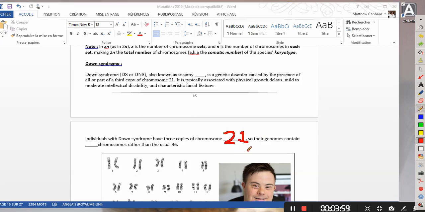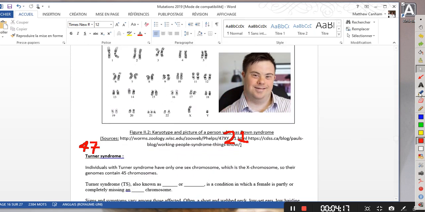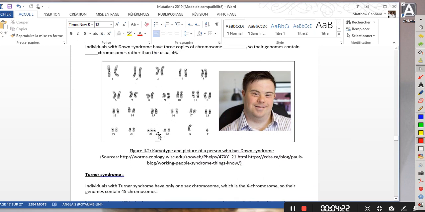So their genomes contain 1 extra chromosome, 47 chromosomes rather than the usual 46. There's an extra chromosome, so the genetic material is different. There's more genetic material, more DNA, an extra chromosome, and that has an impact on the phenotype. So we have symptoms, for example a large neck and a quite characteristic shape of eyes for people who have Down syndrome.